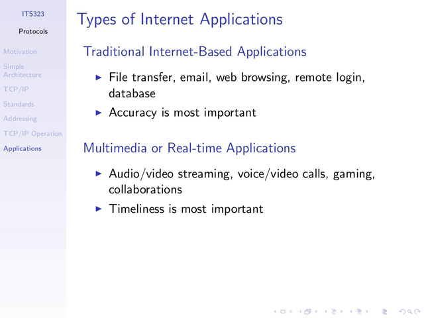If you don't receive 100 frames, that's a problem. But if we lose some data, the application still works. So even if we don't have 100% accuracy, these applications can still work. Here we need 100% accuracy. So that's some difference between those applications.